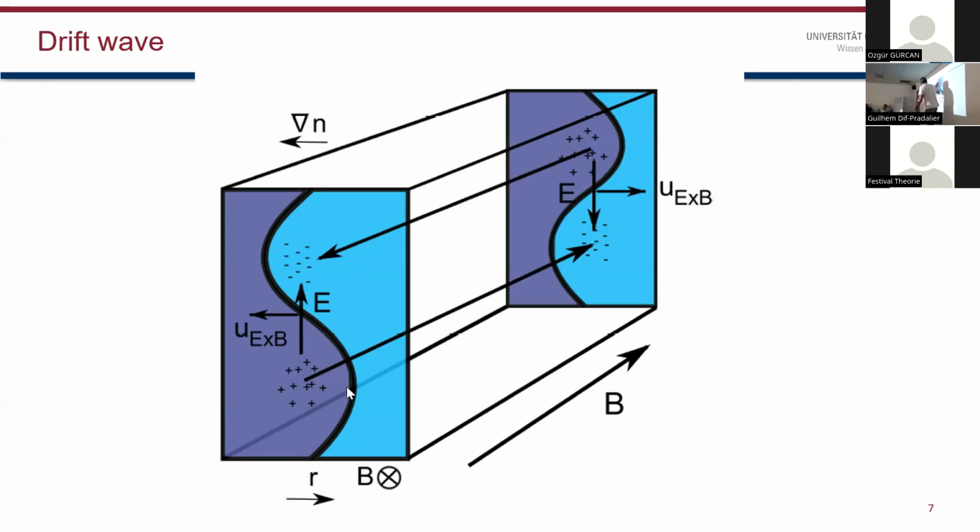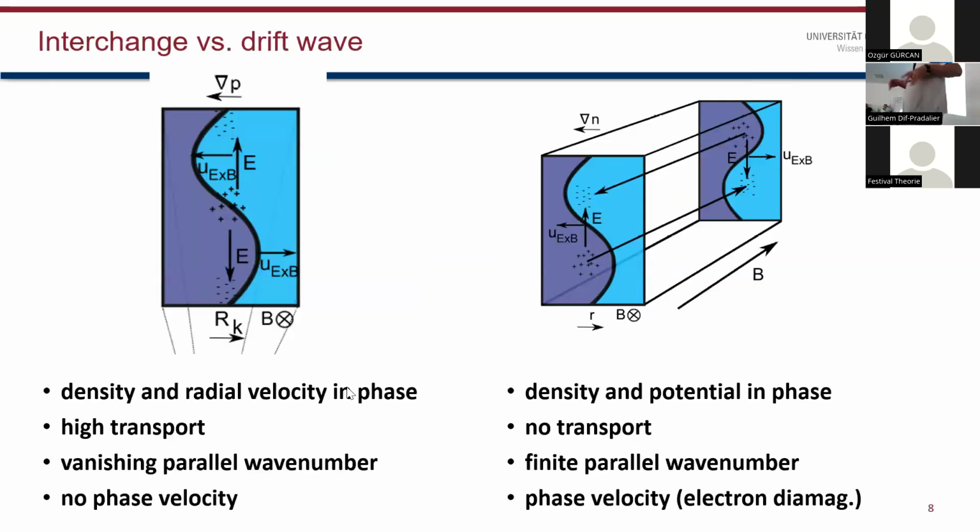Here, electrons are moving here, then here the electrons go here, and the electric field is introducing velocities, and so this will move downwards. So you have a propagation, therefore it's called the drift wave. Smooth electron diamagnetic direction. Usually you will see in textbooks, density and radial velocity fluctuations are in phase.